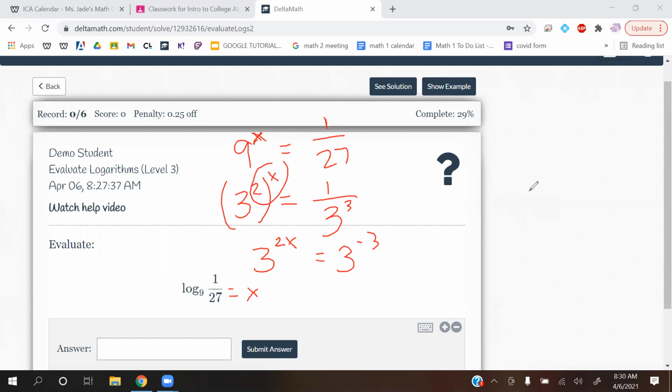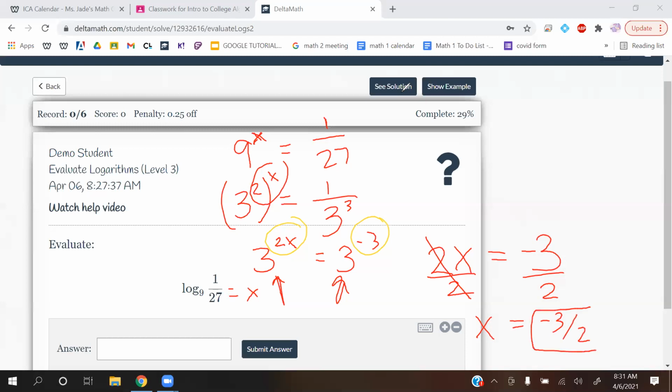And so since they both have a common base of 3 now, we can ignore the base of 3 and we can simply focus in on the exponents. So the 2x and the negative 3 must be equal to each other. Because 3 to the power of 2x is equal to 3 to the power of negative 3. So they both have a common base of 3, and so therefore we just focus in on our exponents, the 2x and the negative 3, and we set them equal to each other. And from here, we can more easily solve for x by just dividing by 2. Those cancel out. x equals negative 3 over 2, and this would be your final answer.